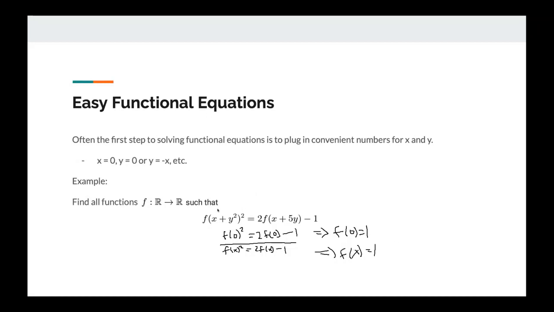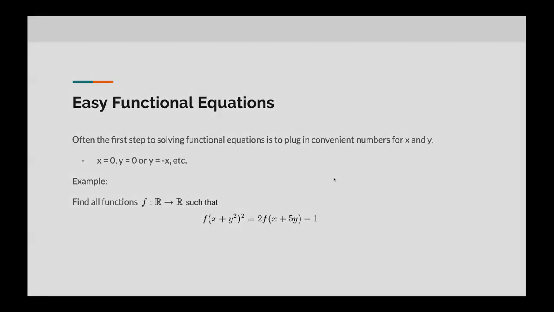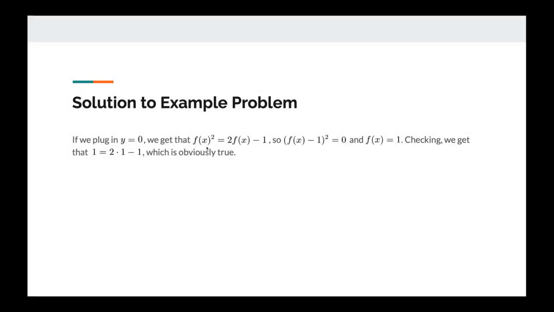Okay, now we just plug in f of x equals 1 back into the original equation, and we get that 1 squared equals 2 times 1 minus 1, which is clearly true. So, here we have that if we plug in y equals 0, this is the formal proof. Then we have f of x squared equals 2f of x minus 1. So f of x equals 1, and we get that it's true.